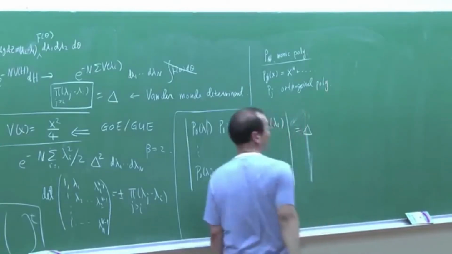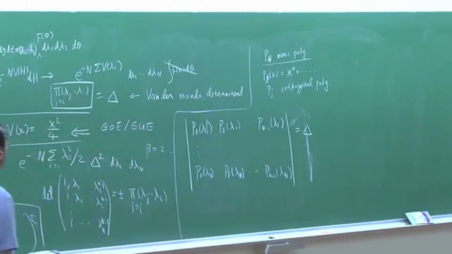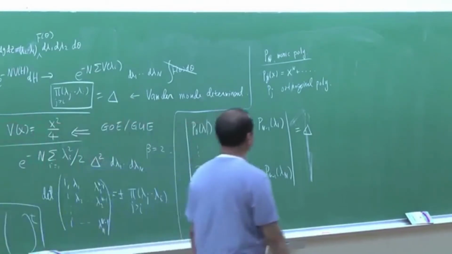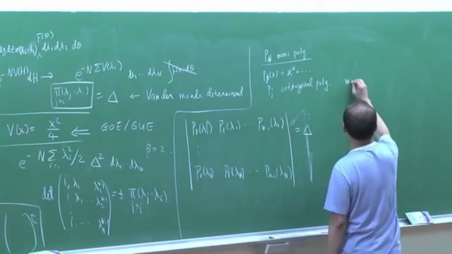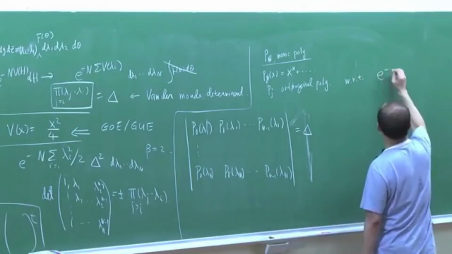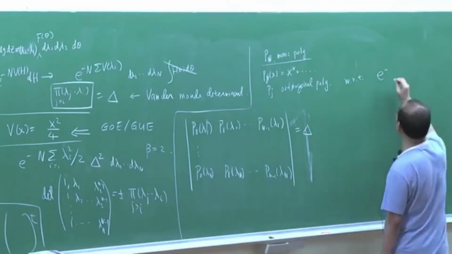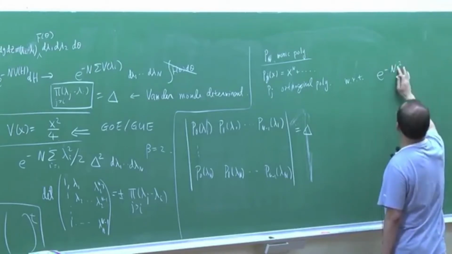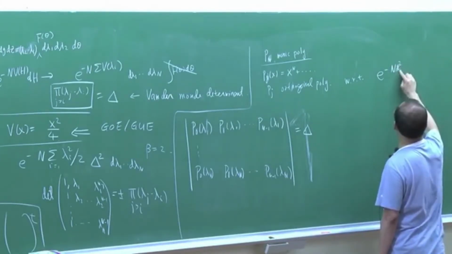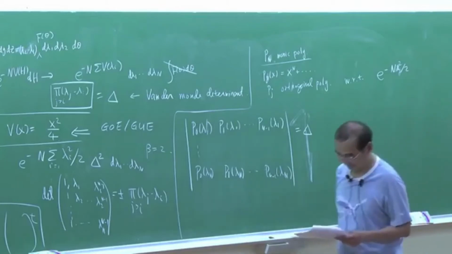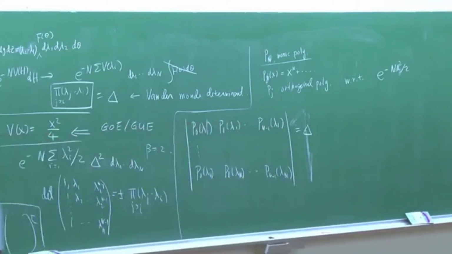Because the spatial choice is orthogonal polynomial. This orthogonal means it's orthogonal with respect to the weight e to the minus nx squared. Lambda j, lambda squared over 2. Okay. So this is why the orthogonal polynomial come into the picture.